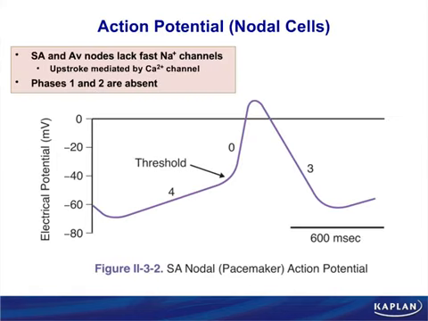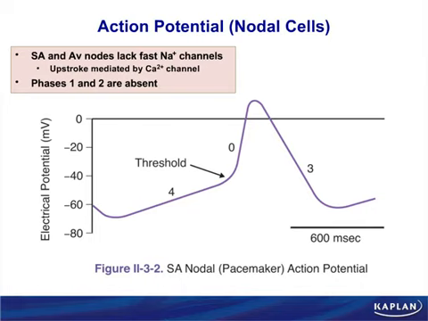Okay, that was action potentials for non-nodal cells. Now let's look at action potential for the nodal cells. Here's a typical action potential for a nodal cell, most likely an SA node cell. And we can notice right away that we're missing two phases, 1 and 2. We still have 0, 3, and 4, but we don't have phases 1 and 2 in the nodal cells.